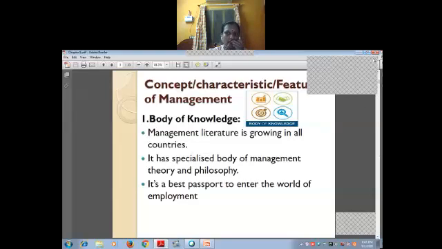Body of knowledge. Management literature is growing in all countries. So nowadays we are also reading MBA, management studies. It has a specialized body of management theory and philosophy. Everything we are learning in that degree itself. It serves as a passport to enter the world of employment. So if you want to enter into the business world, you have to get this passport.